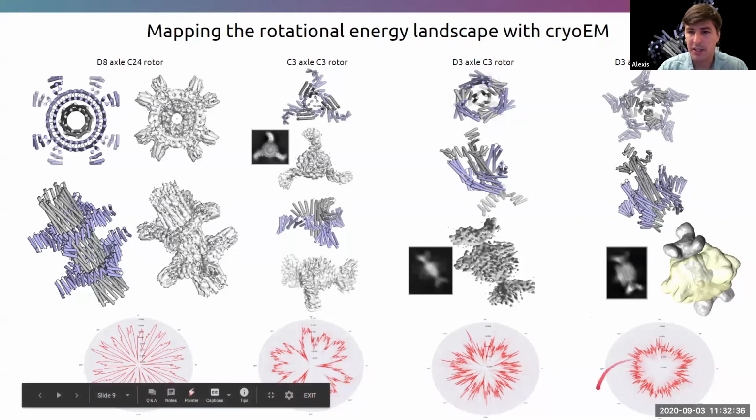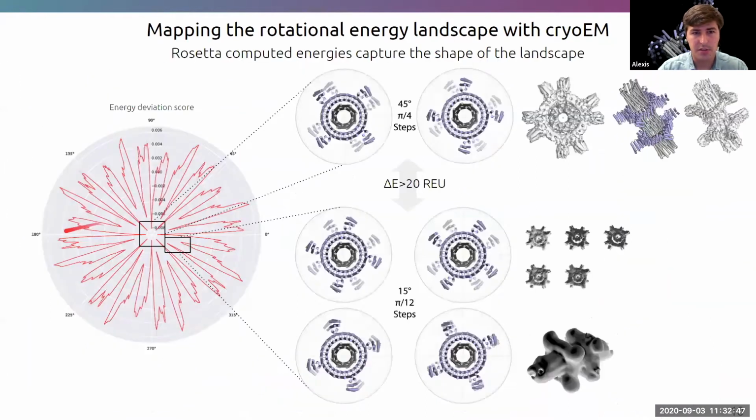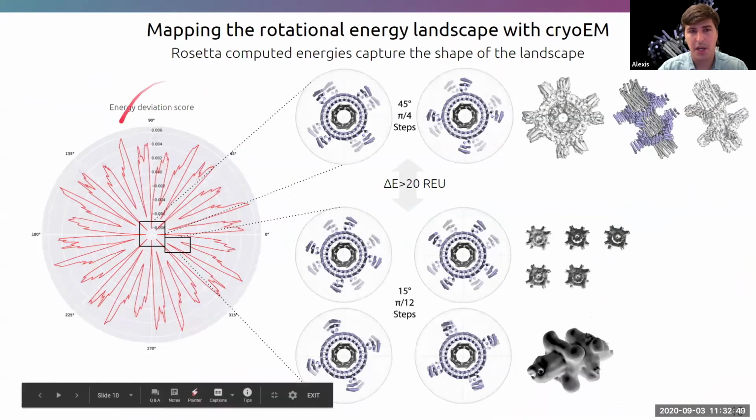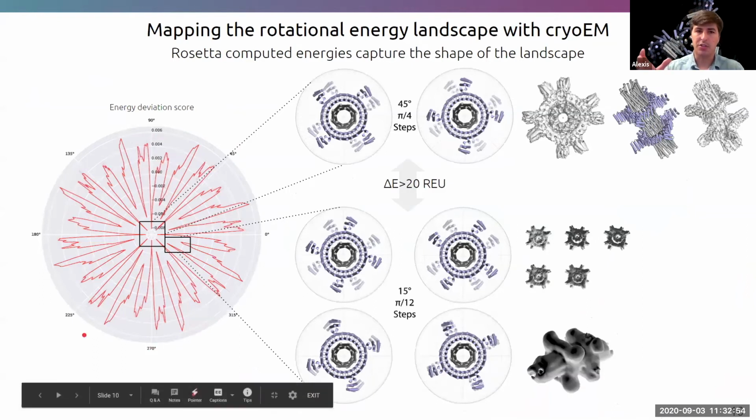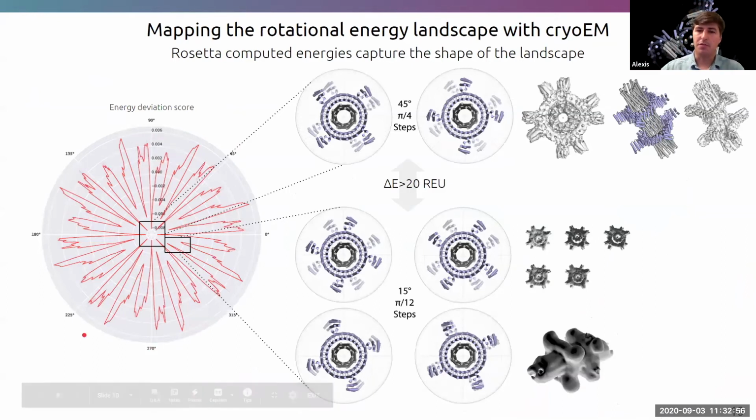And interestingly, there's a correspondence between what we see in cryo-EM and the actual energy that Rosetta is able to compute. And very briefly, if we look at this design here, that's an example of such a behavior. So Rosetta can really capture the energy of the system, so we can actually compute the landscape of what the system is going to populate.